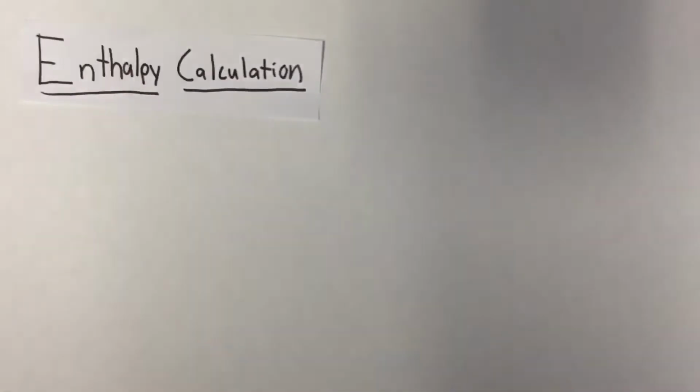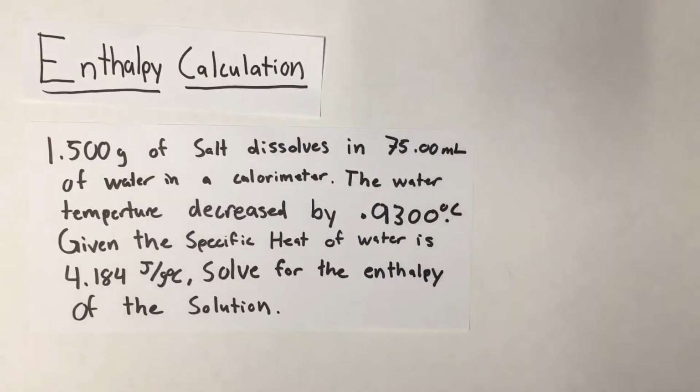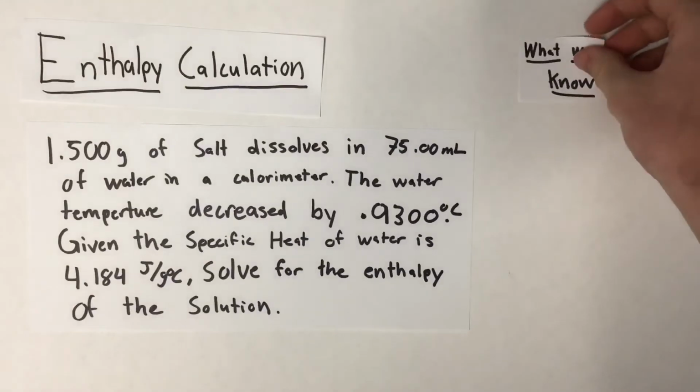Equation you would use to calculate enthalpy, we're going to look at a sample calculation for how you would get enthalpy. And so our sample problem is going to be this. 1.500 grams of salt dissolves in 75.00 milliliters of water in a calorimeter. The water temperature decreased by 0.9300 degrees Celsius. Given the specific heat of the water is 4.184 joules per grams degrees Celsius, solve for the enthalpy of the solution.